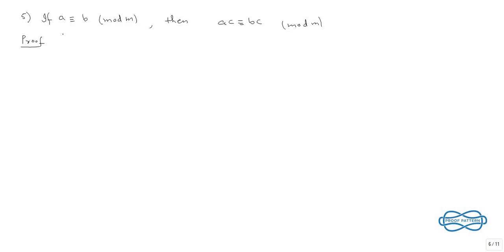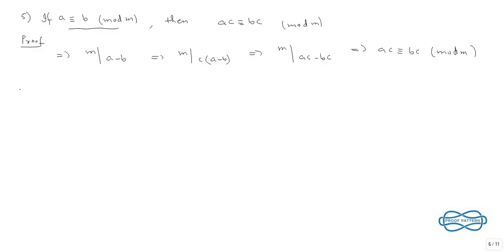we can see that A is congruent to B mod m. This means m divides A minus B. And if m is dividing A minus B, then m will divide any multiple of A minus B. This means m divides C times A minus B, and this means m divides AC minus BC. This means AC is congruent to BC mod m.